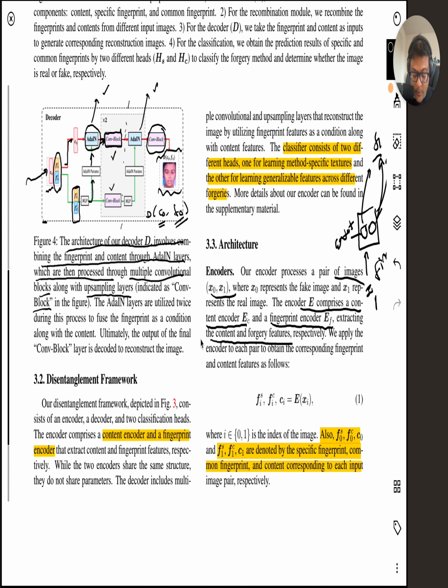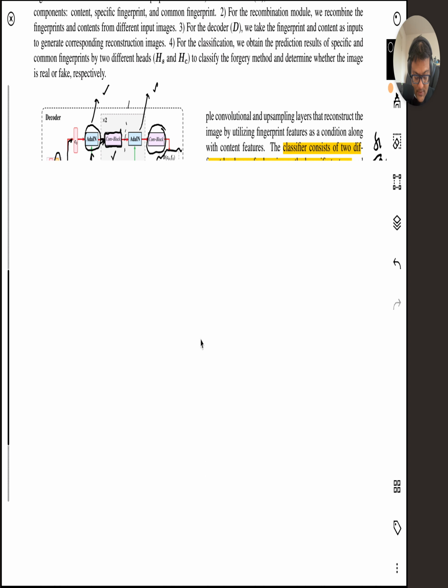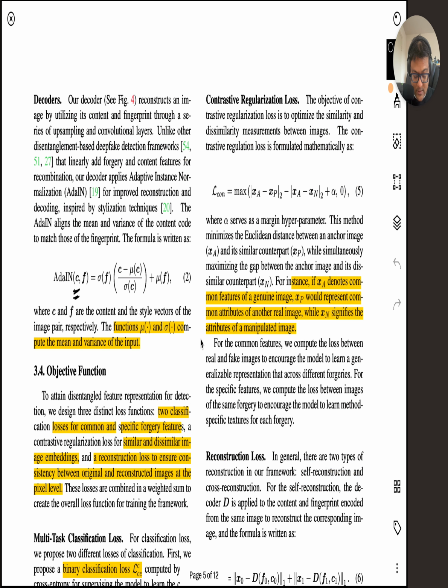The key questions which remain unanswered are how they are able to get this content feature c0, and how they are able to get these fingerprint features. This fingerprint feature is actually partitioned into two parts: one is the forgery-specific feature, and one is the common feature, which is features common to all the forgeries together. Let's look at it in the next slide.